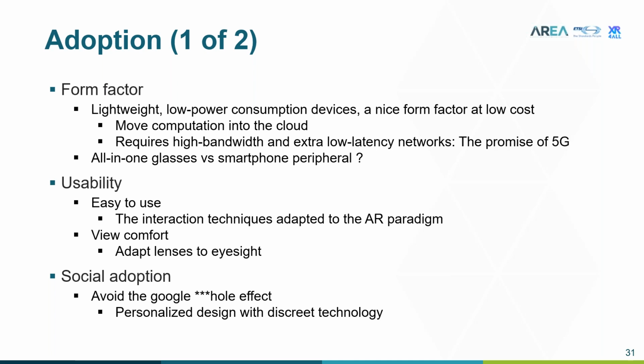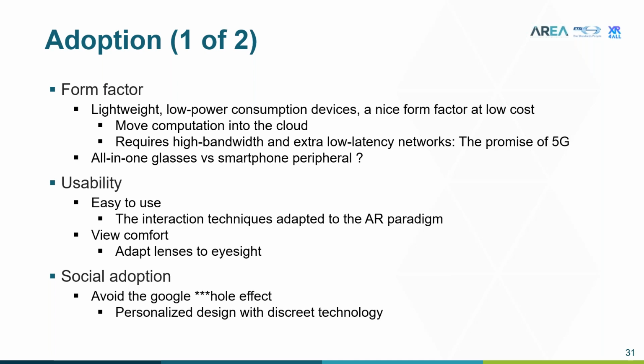Finally, concerning the social adoption, we have to avoid the "Glasshole" effect. You can replace the star by the letter you want, but typically it was a fail from Google, because people were not ready to have a user with a camera in the glasses capturing them in the world. And so we'll have to take care about first personalizing the design and providing some discreet technology, and that's all.